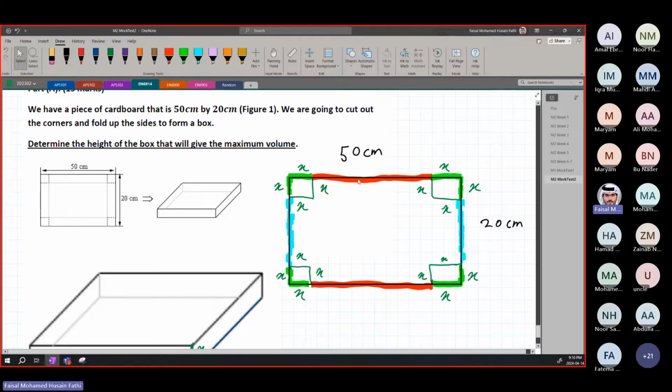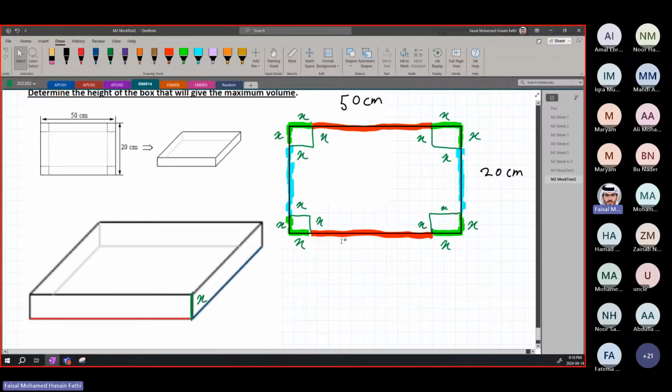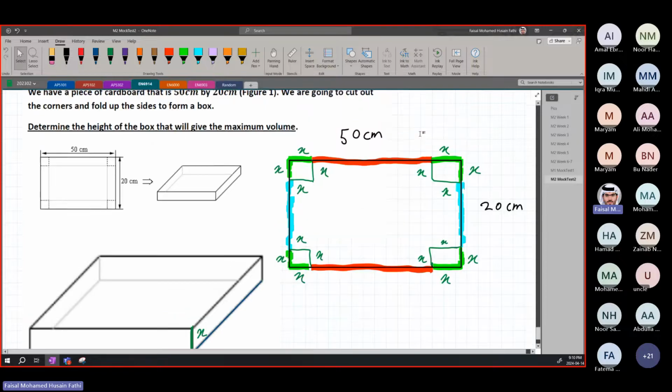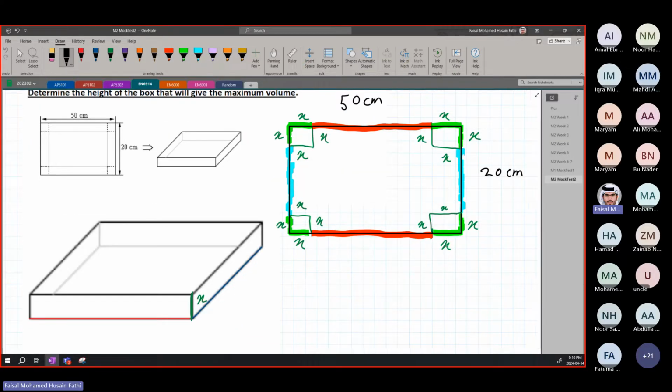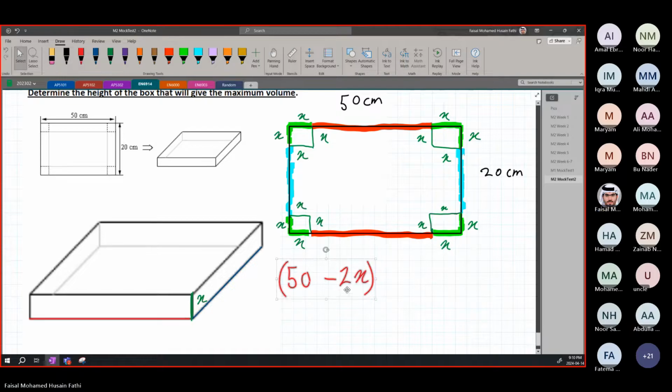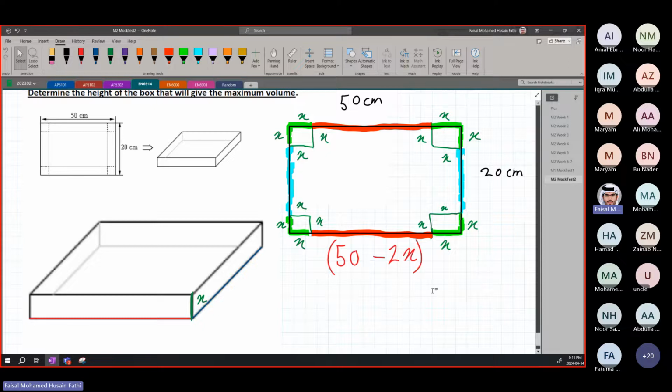But what if we want to find just the red part, the actual width of the box now? This red line, how can I find it? We have an x on the left side and an x on the right side. So we have two x's that we need to remove from this 50. So this is going to be 50 minus 2x. This is our first side, because the total size is 50 and we are removing x from both sides, so we are removing 2x from it. This is going to be our dimension here.